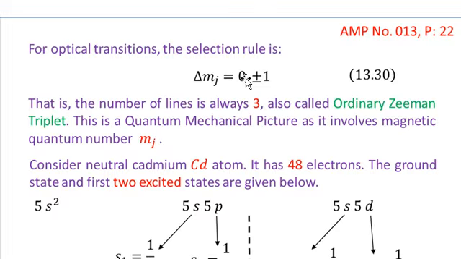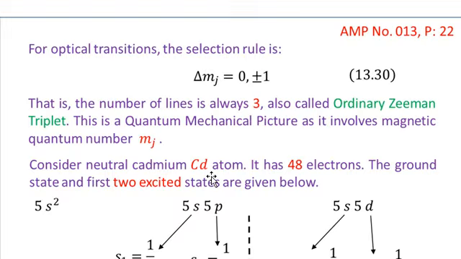So there will be 3 lines in the ordinary Zeeman effect. That is, the number of lines is always 3, also called the ordinary Zeeman triplet. So this is called the ordinary Zeeman triplet. This is a quantum mechanical picture as it involves the magnetic quantum number mj.